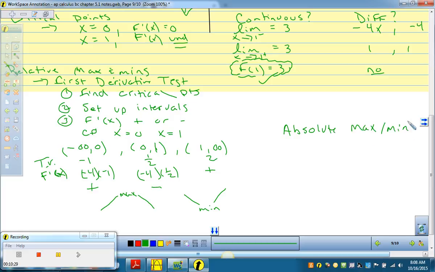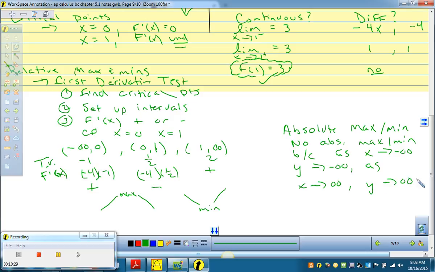Looking at our analysis here, to the left of 0, it's going down forever, and to the right of 1, it's going up forever. Do we have any absolute extremes? We do not in this case. So no absolute maxes or mins in this one. Because as x goes to negative infinity, y goes to negative infinity, and as x goes to positive infinity, y goes to infinity.